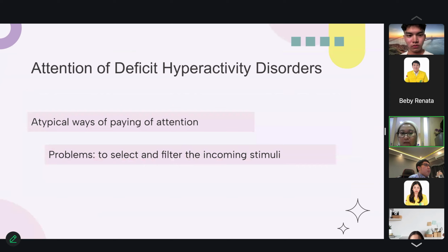And the other example of this behavioral disorder is ADHD, attention deficit hyperactivity disorder. This is when someone has atypical ways of paying attention, and usually they have a problem filtering the incoming stimulus.